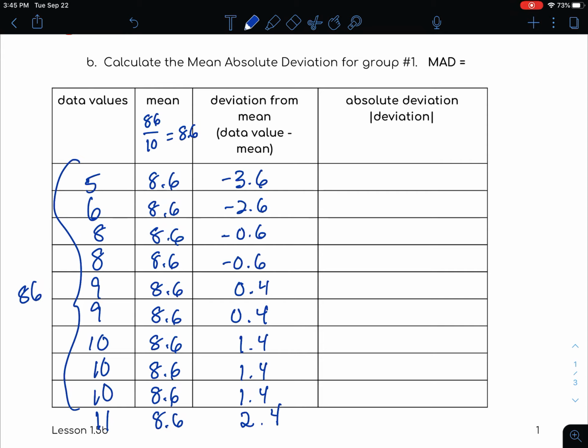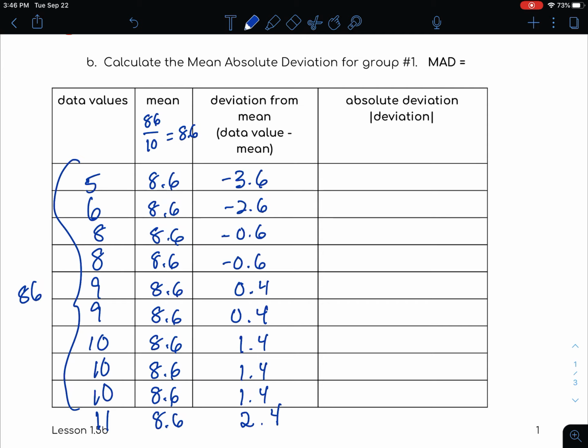Now, I wore my Stay Positive t-shirt today with an absolute value symbol as a pun. Love puns. So I'm glad that we're working on absolute value today with the absolute deviation.